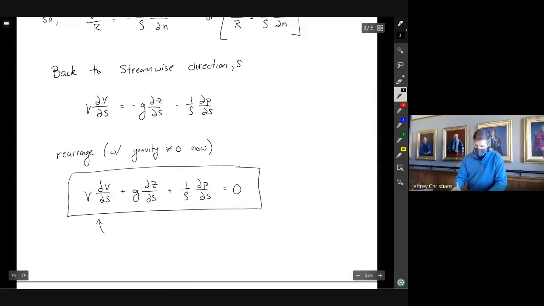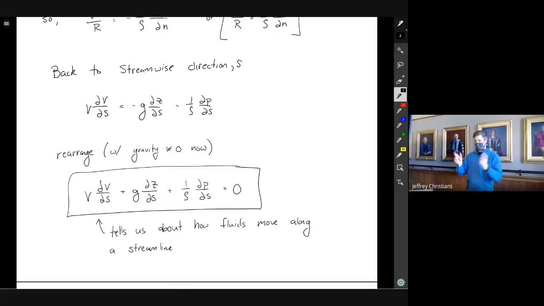But this tells us how fluids move along a streamline. And the cool thing is each of these terms, if one term increases, the other term has to decrease because they all have to be equal to 0.